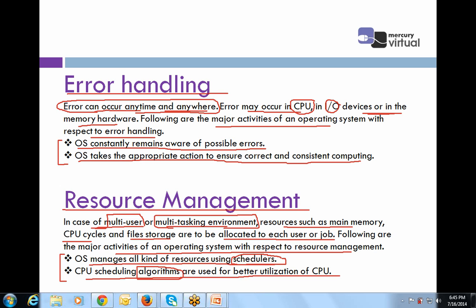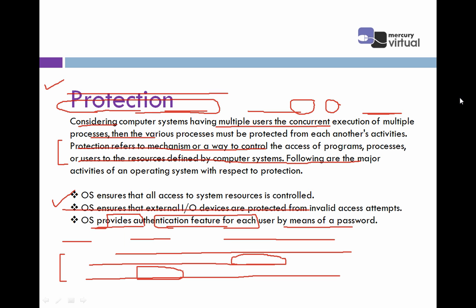So this slide includes two services. The first one is error handling, means errors can be handled by the operating system, and this is one of the main services provided by the operating system. Another service is resource management, means how to manage the different resources of the CPU and of the tasks, and how to use these resources in an efficient manner. So these two services are provided by the operating system. Now let's see another one, the last one I think. Yeah, it is the last one.